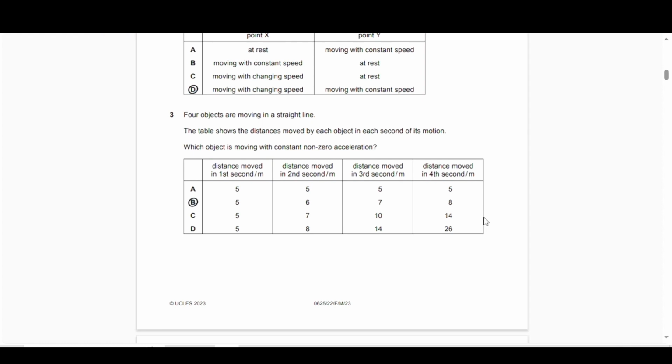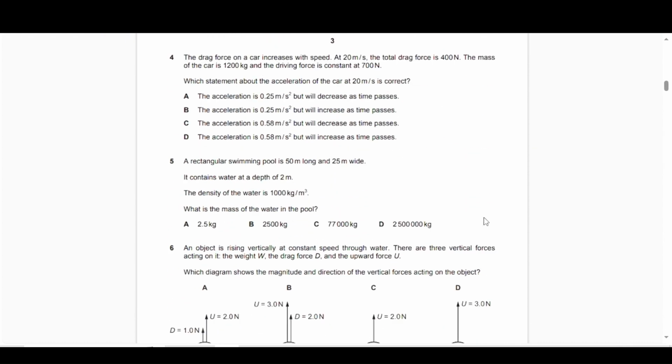But if you look at the others, if you look at C, it's increased by 2 meters per second in the second, by 3 meters per second in the third second, and 4 meters per second in the fourth second. So that's not correct. And then in option D, it's increased by 3 meters per second in the second, by 6 meters per second in the third second, and by 12 meters per second in the fourth second. So A is moving at constant speed. C and D are accelerating, but it's not a constant acceleration. So B is the right answer, where you've got a constant non-zero acceleration.